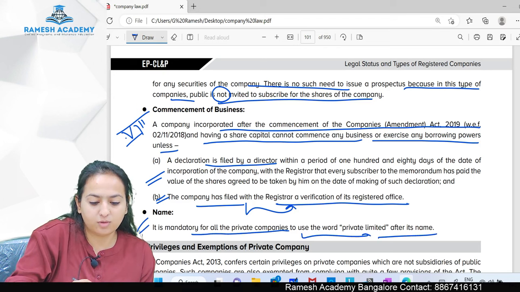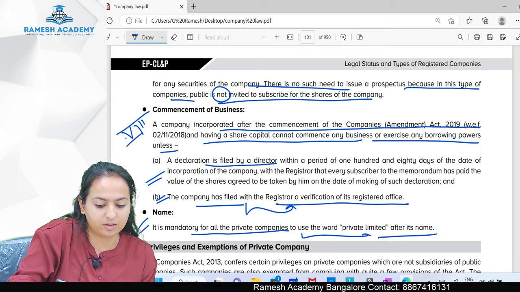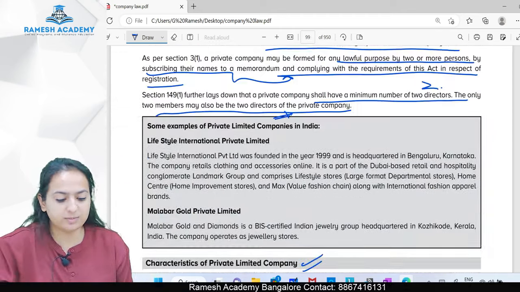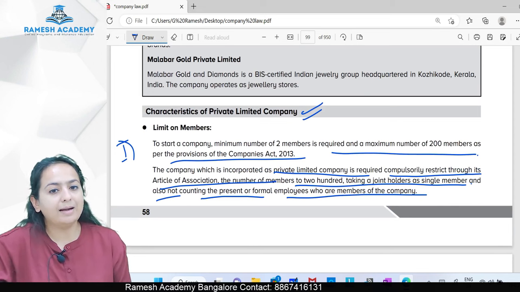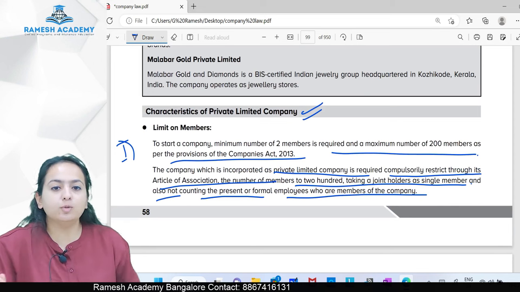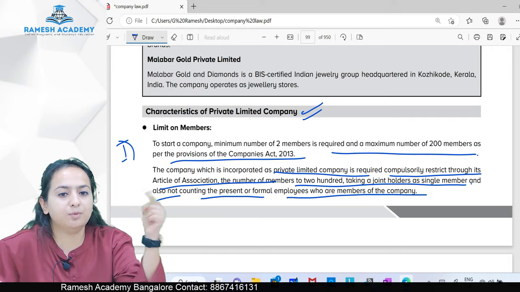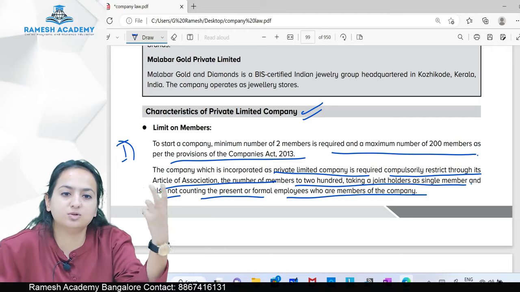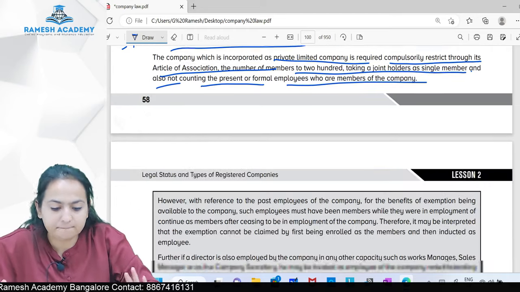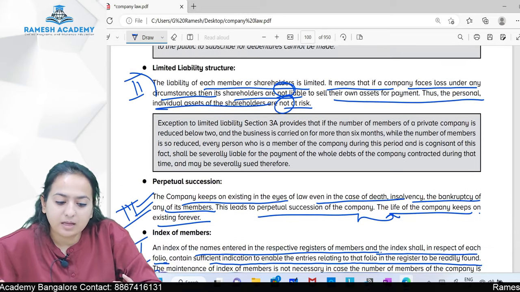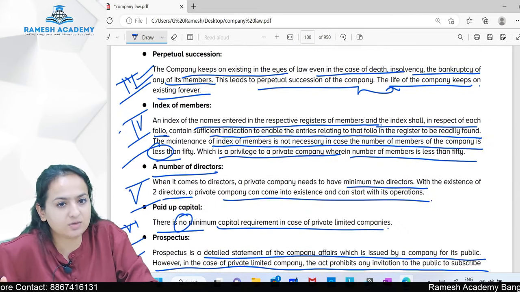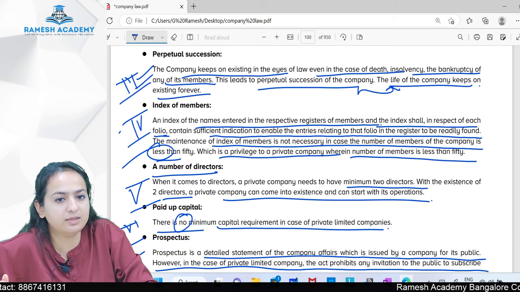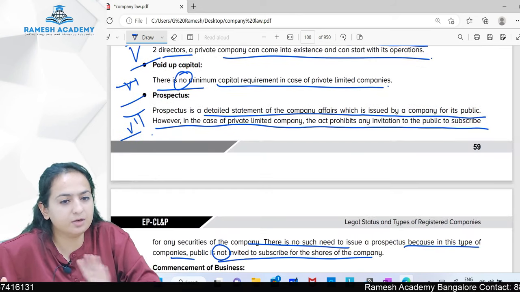So a total of 9 points we have covered. What were the 9 points? First, the limit of members: minimum 2 and maximum 200, not including those in employment of the company and those who have ceased to be in employment of the company. Second, limited liability structure, then perpetual succession, index of the members, number of directors, how many? 2. Paid up share capital, no need.